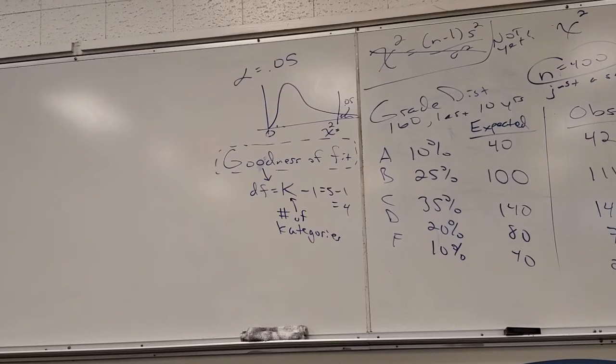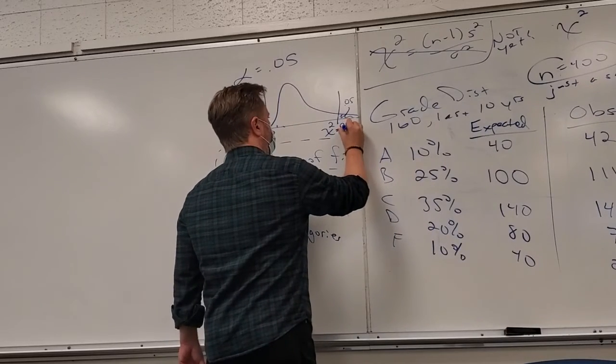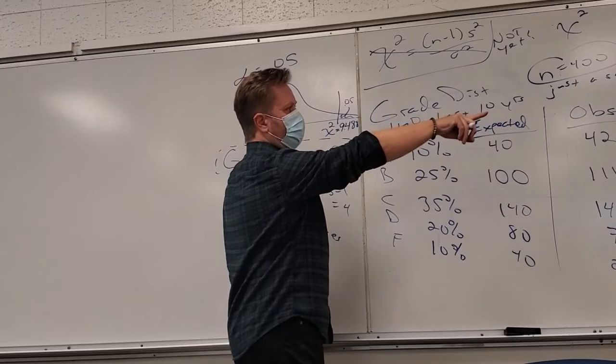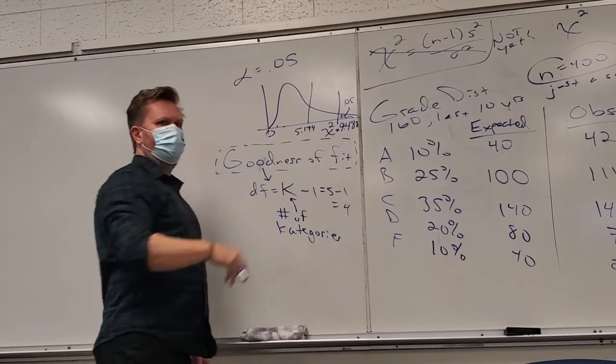You guys get? Yeah. So 0.05, that's out to the right, all good, 0.05. Go down, stop at 4, so 9.488. And what was it that we got from our sample? We got 5.174. Did we find evidence?